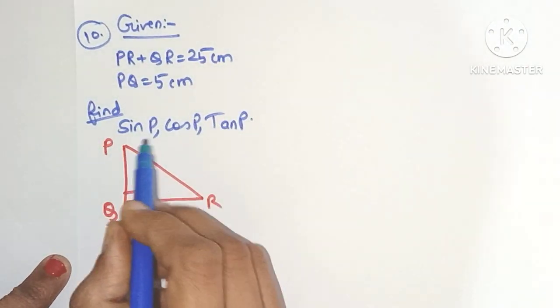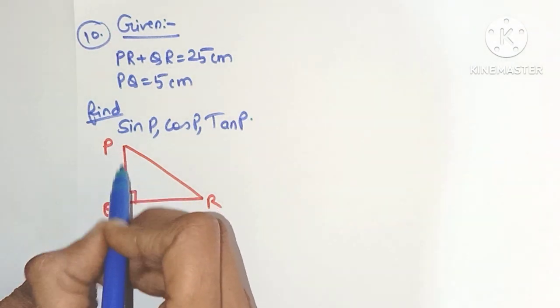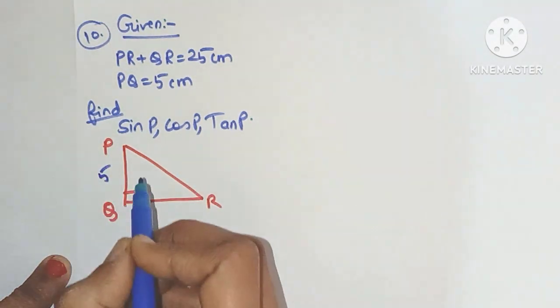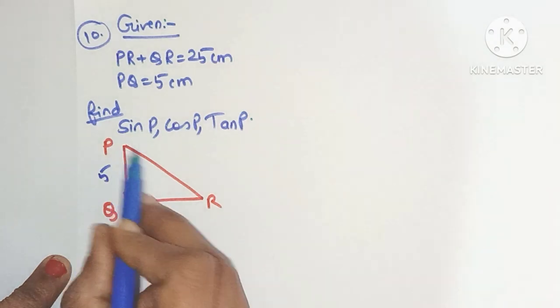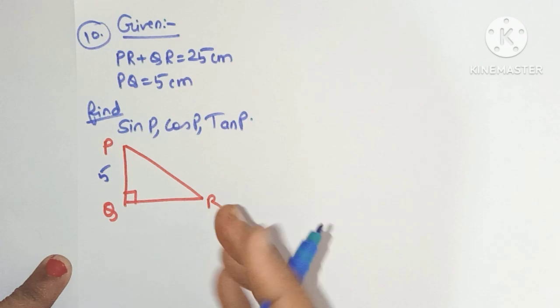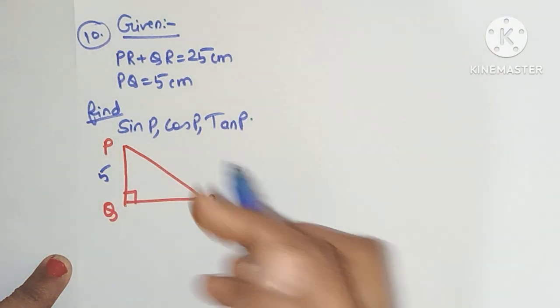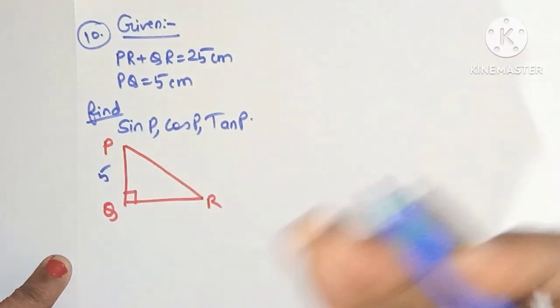Now friends, we have to find sin P, cos P and tan P. It's only given to us that PQ is 5 centimeter and they have given PR plus QR as 25. They haven't given the individual lengths. So my first job is to find out the remaining two sides. Then only I can find the values of the ratios.